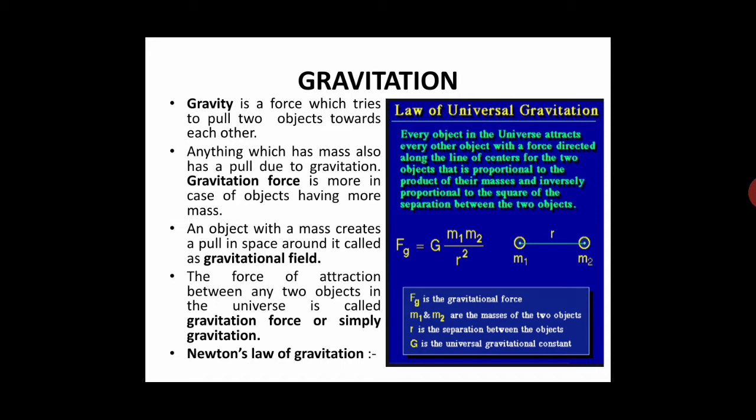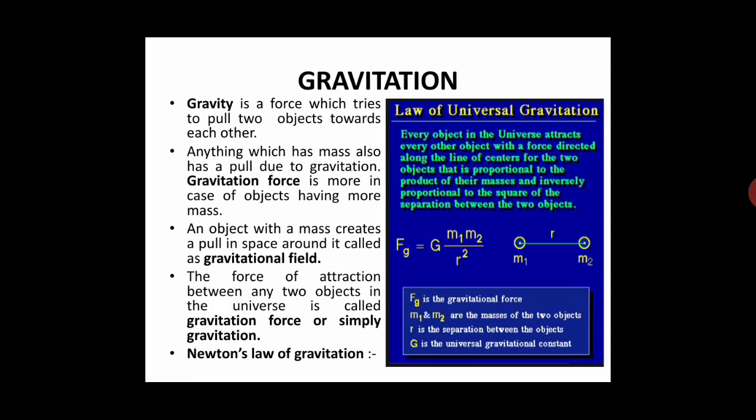So, gravity is a force which tries to pull two objects towards each other. Anything which has mass also has a pull due to gravitation. The gravitational force is more in case of objects having more mass. Anything in the surrounding which is being attracted towards the center of gravity, we can state it as gravitation force.